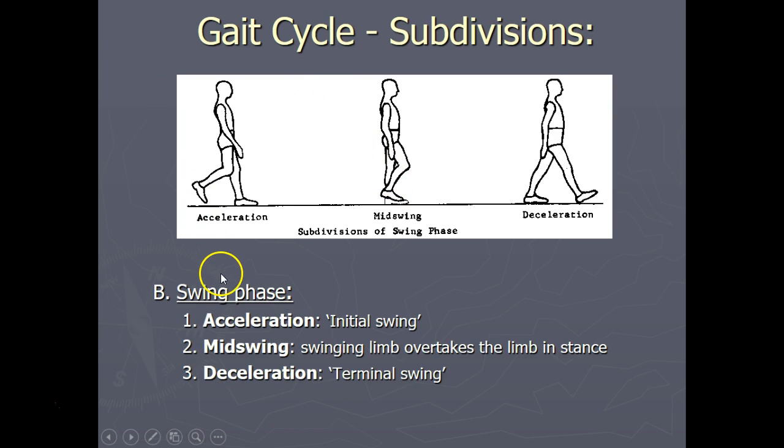As we mentioned, there are 2 phases of gait. We've talked about the contact phase, and now we'll talk about the swing phase of gait. The swing phase of gait really is simple. It has 3 different phases. Some people call it acceleration, mid-swing, and deceleration. Some also call it the initial swing, mid-swing, and or terminal swing. So it just depends on what you're reading. So I've given you both definitions.